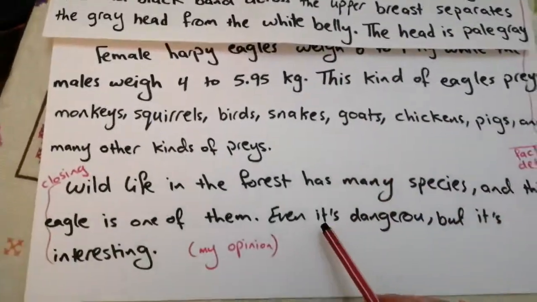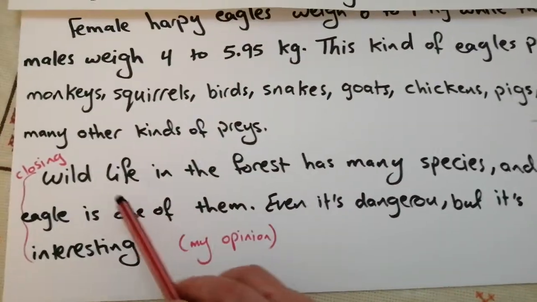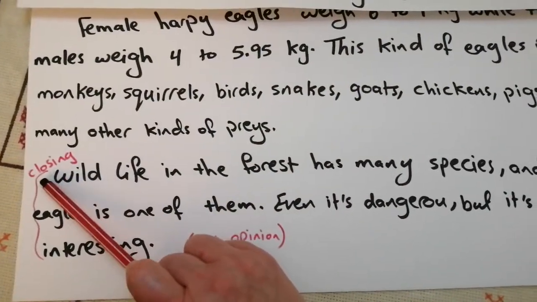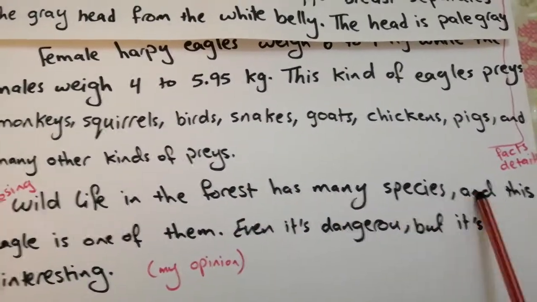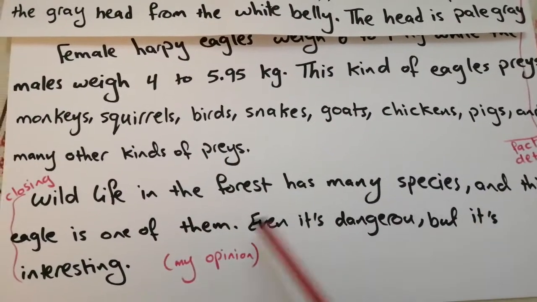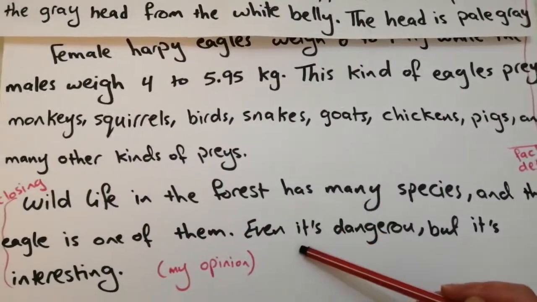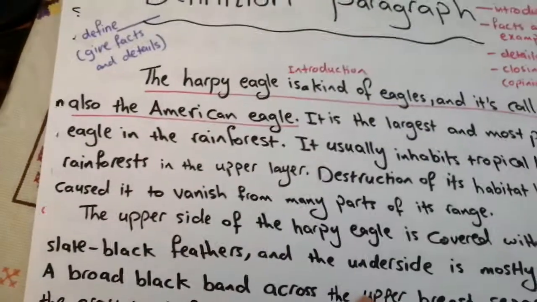Now I want to close my paragraph by writing my opinion about it. So here also I indent when I start my closing. Wildlife in the forest has many species, and this eagle is one of them. Even though it's dangerous, it's interesting. So here I closed my paragraph by writing my opinion about this kind of animal.